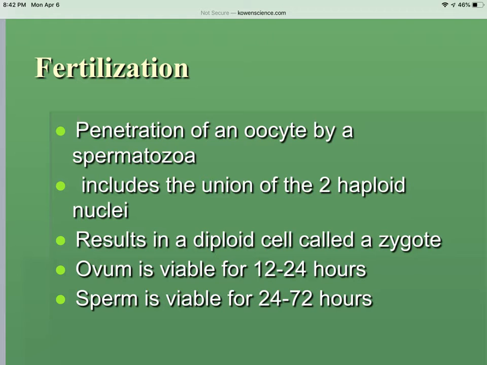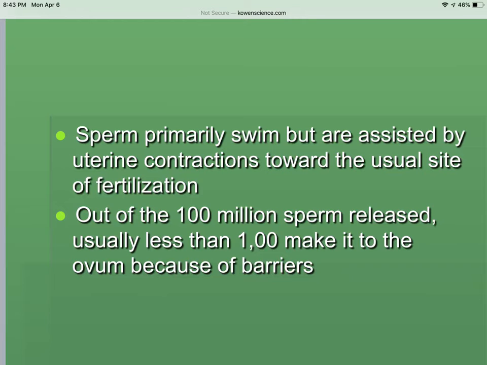The ovum is viable for 12 to 24 hours after it has been released. The sperm is viable for 24 to 72 hours after it has been released from the male. Sperm primarily swim but are assisted by uterine contractions toward the usual site of fertilization. Out of the 100 million sperm released, usually less than 100 make it to the ovum because of the barriers.